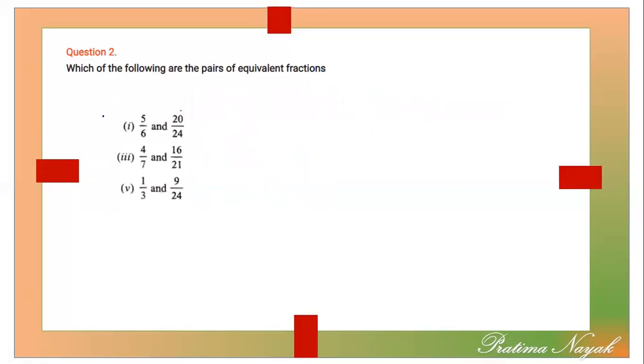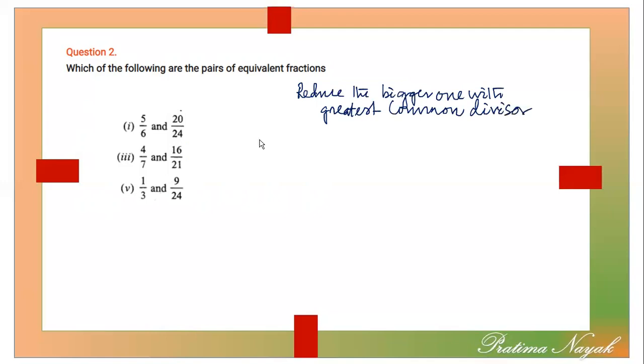Question number 2 is, which of the following pairs are equivalent fractions? That means you will reduce the bigger one with the greatest common divisor. Then see whether you are getting the second one or not. So here for the first one, I'll reduce this. Reduce means dividing with the common divisor.